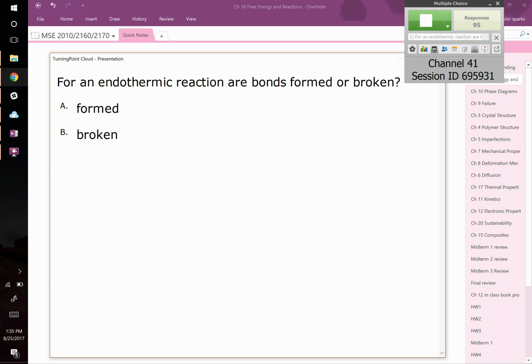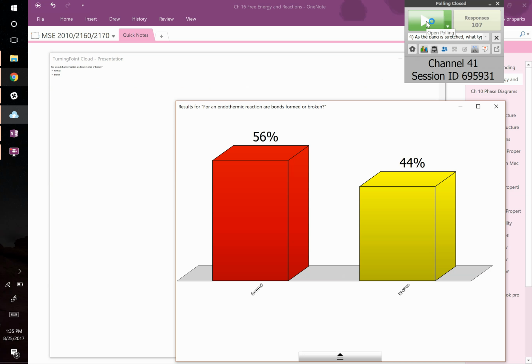Okay, get your answers in. Are we forming or breaking bonds? Okay, I'm going to end it. Get your answers in. Yeah, this one's always split. People have a hard time with this one. Endothermic reactions, does that form or break bonds?